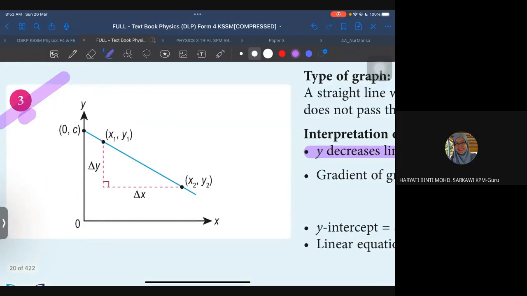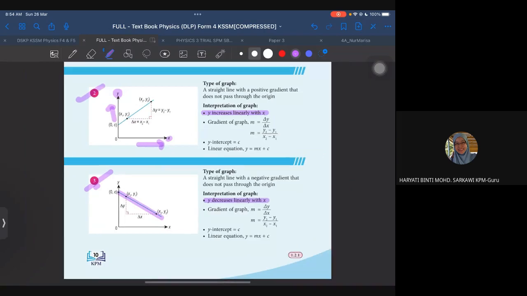Then here, also a straight line graph, but it does not start from the origin, and it clearly shows that the graph decreases. So this is decreases linearly. So far okay, right? Can follow?